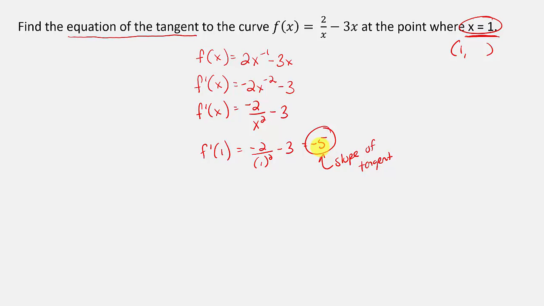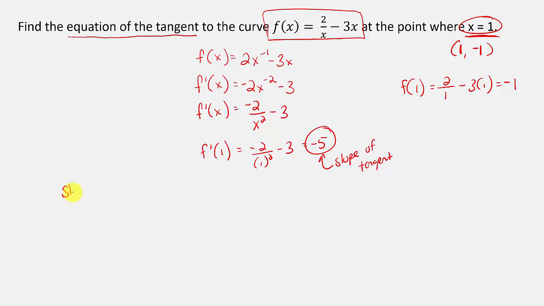Okay, so I have my slope, but I need my point. I need my y value over here. So to find that, I can take this equation, f of x, but I can plug 1 in, and I'm plugging it up here into my original curve. So f of 1 is equal to 2 over 1 minus 3 times 1. And when I do this math here, I get -1, and that's my y value. I'm just plugging x into my original curve to get my y value, which is -1.